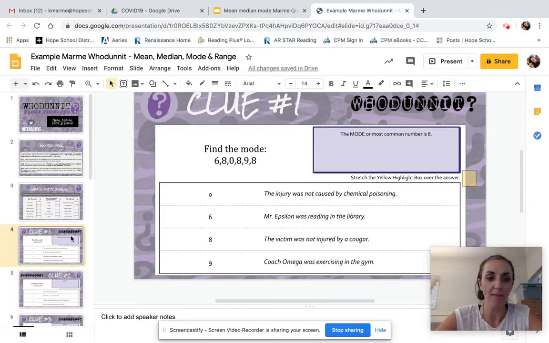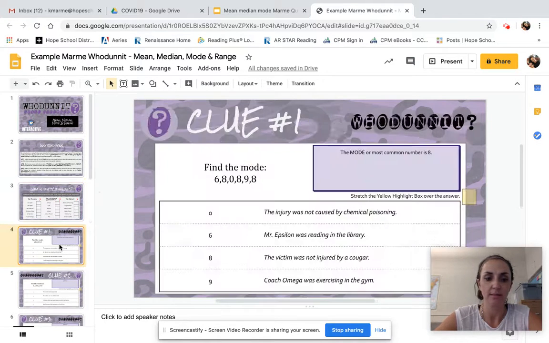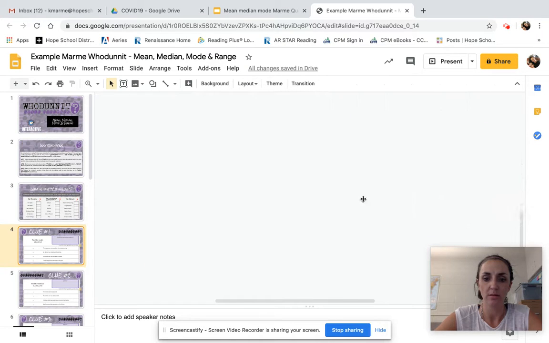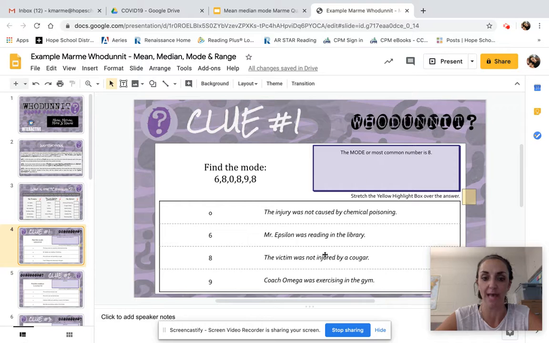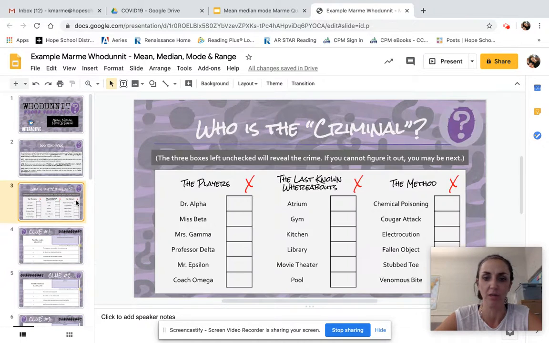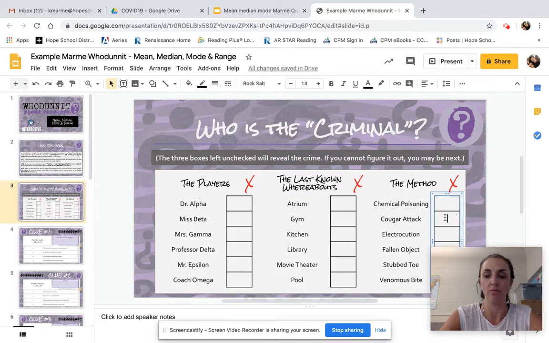Then I go back up here and I know that, let me see if I go down here. I think I'm just going to keep that as 8 till I get to the end. So I know the victim was not injured by a cougar. Let me go back up here. Cougar. Oh, cougar attack, not that. So I'm going to click right here and say no, or put an X.